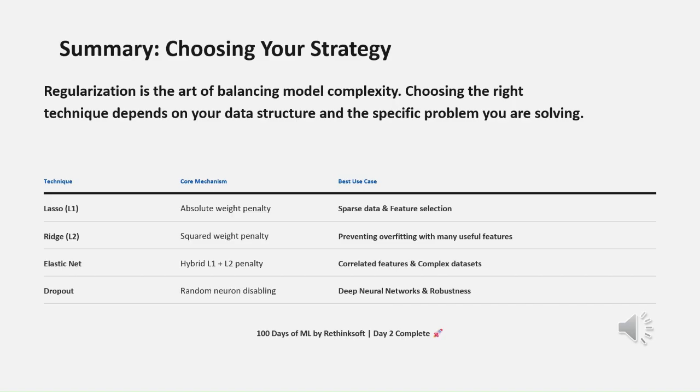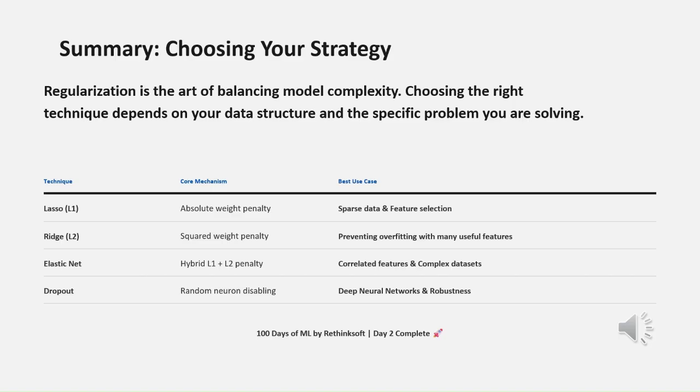As a final summary, choosing between L1, L2, elastic net or dropout depends on our model, because it is an art of balancing complexity. We need to choose the right technique, which depends on our data structure and is specific to our problem. We need to look at the features and how they are related to each other. If they are not related that much, we use L1. If they are highly correlated, we might use the elastic net approach, the hybrid approach.